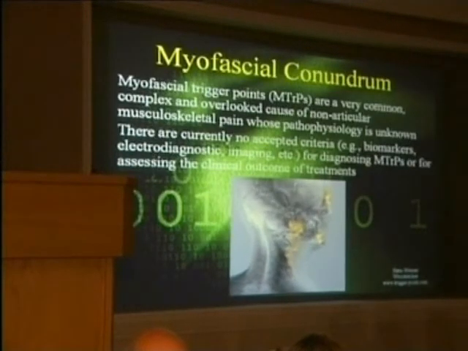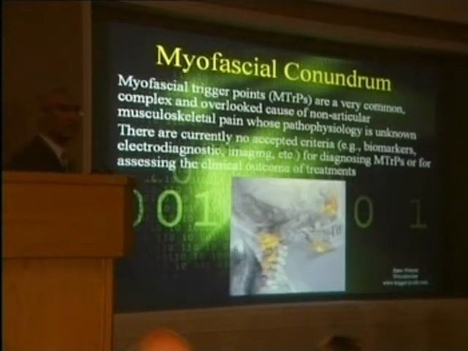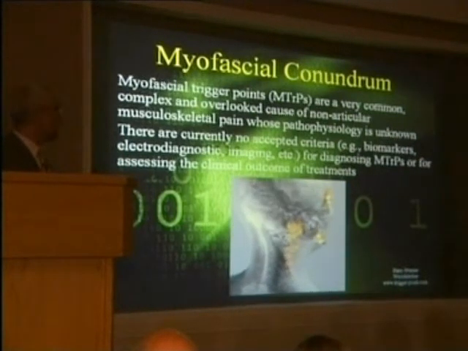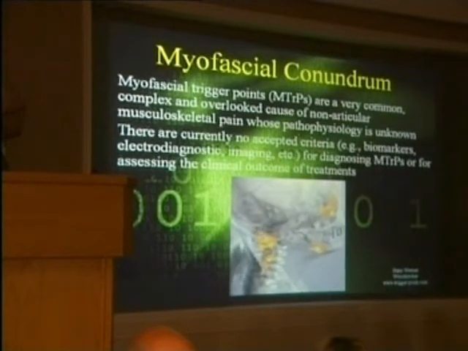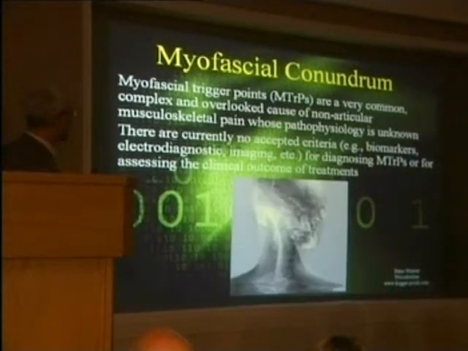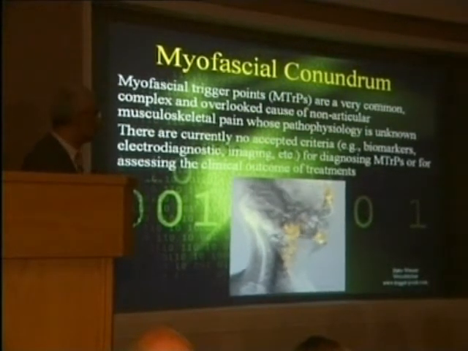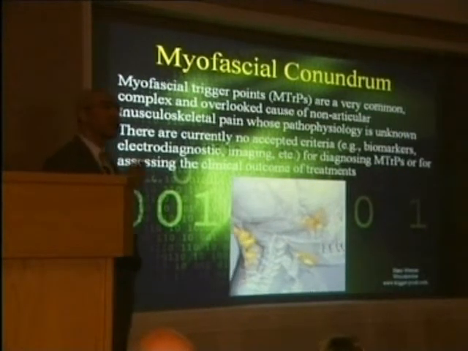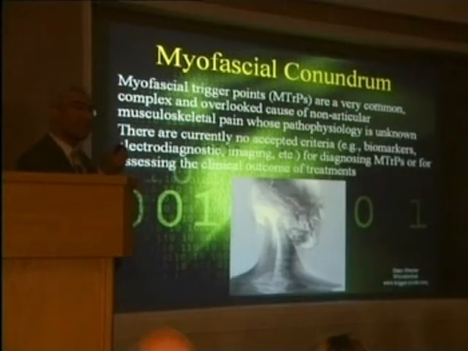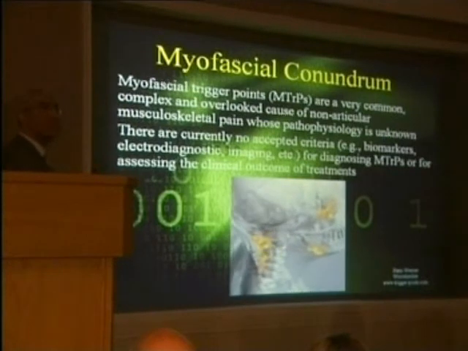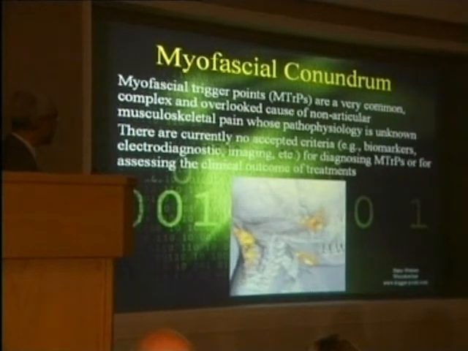So what is the conundrum? As you know, and this group is certainly very well acquainted with this area, these are very common sources of musculoskeletal pain, but they're often overlooked. That's partly because we don't fully understand the pathophysiology, and also there are no currently accepted criteria, whether biomarkers, electrodiagnostic findings, or imaging findings, for diagnosing, treating, or assessing the clinical outcome of treatments. To date, the physical exam is the gold standard. Your fingers, your hands, are the current gold standard. But as I'm going to show you, we're now objectifying those findings that we feel with our fingers.